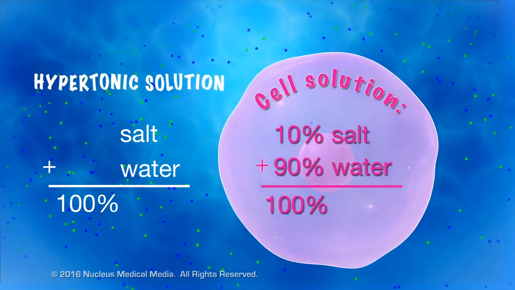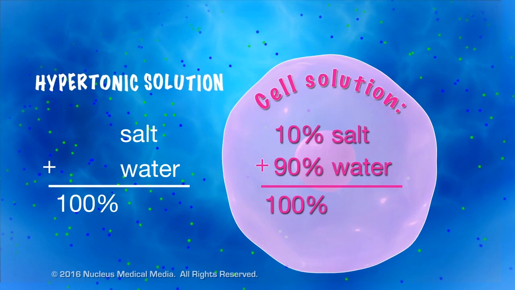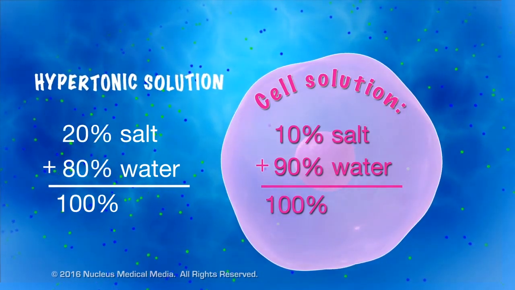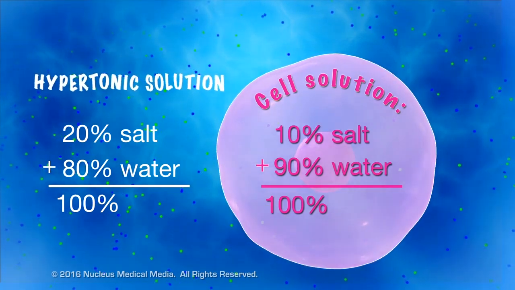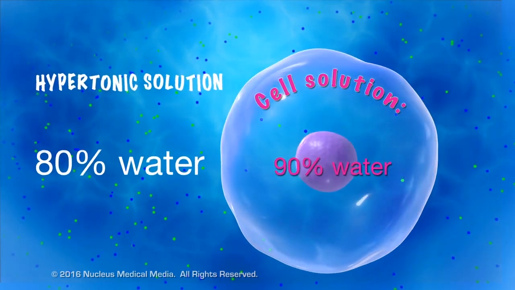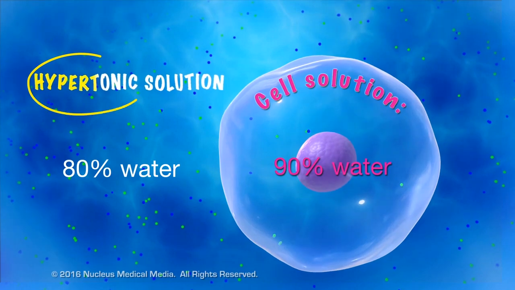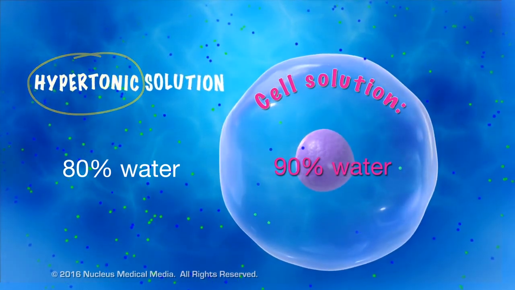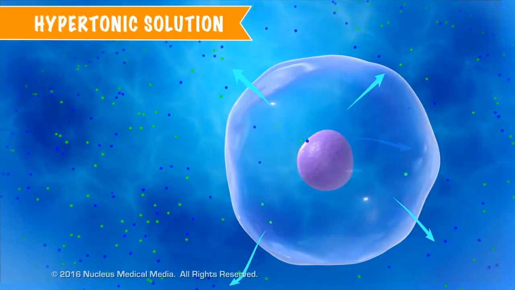However, the solution in the beaker is a different concentration from the solution inside the cell. It's 20% salt and 80% water. So you can see that there's a greater concentration of water inside the cell than outside, 90% compared to 80%. We call a solution hypertonic when its concentration of water is lower than inside the cell, and its concentration of solute is higher than inside the cell.